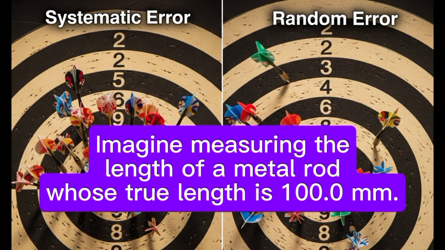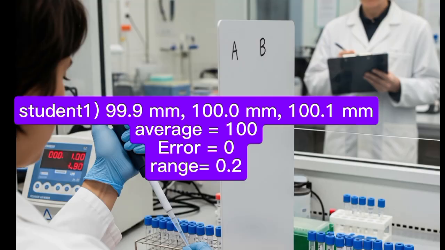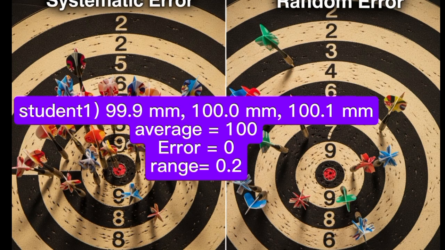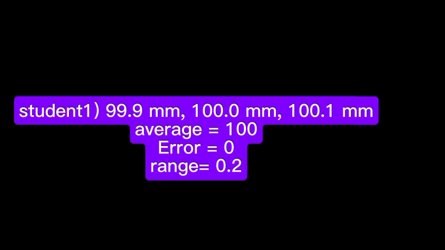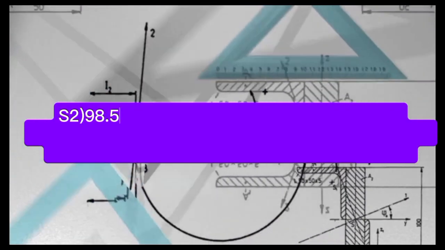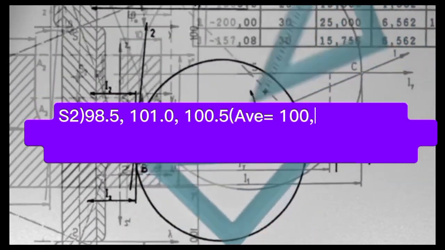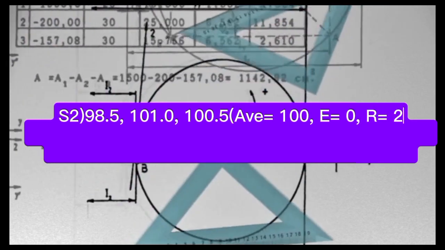Imagine measuring the length of a meter rod whose true length is 100 millimeters. There are 4 measurements, or 4 persons measuring this rod. The first one is 99.9, 100, 100.1. The average result is 100, the error is 0, and the range is 0.2. The second measurement is 98.5, 101, 100.5. The average result is 100, the error is 0, and the range is 2.